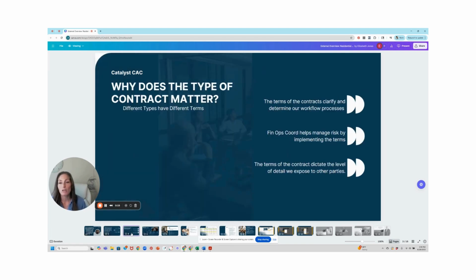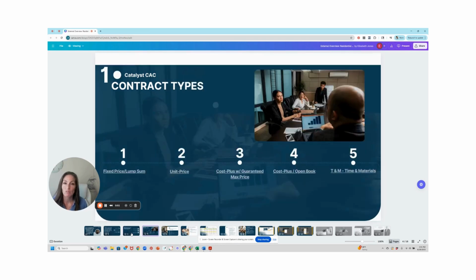So why does it matter what type of contract you have? Well, different types of contracts have different types of terms. And the terms of the contract are what's going to clarify and determine the workflow process for your FinOps coordinator. It will also give them the opportunity to help you reduce risk just by implementing the terms of the contract. And then lastly, the terms of the contract will dictate what level of detail you need to expose to the other parties involved in the contract, like the homeowner. So what are those 5 types of contracts?